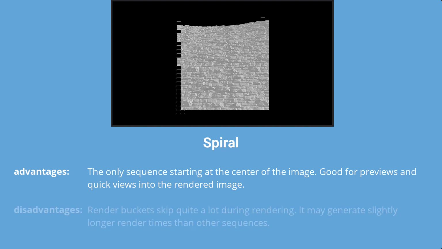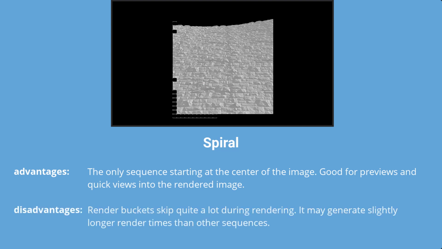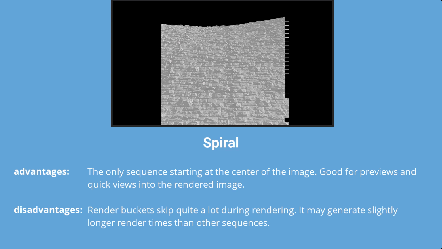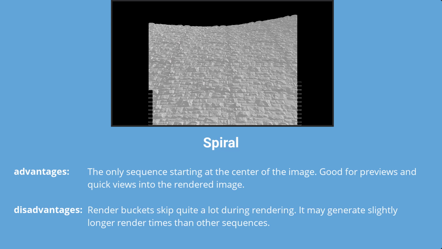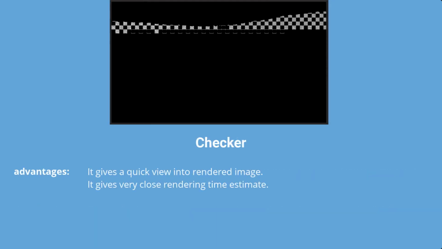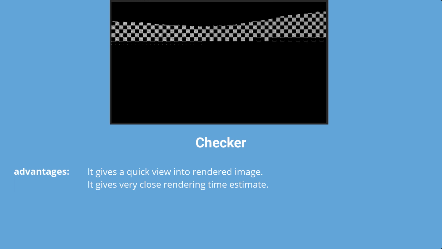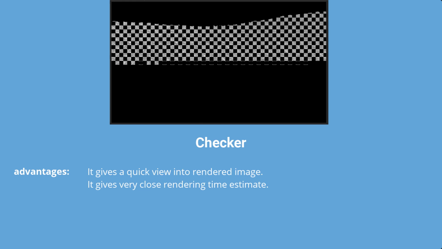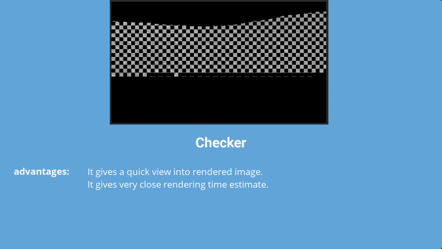The disadvantage is that during rendering, the rendered buckets slowly get far away from each other and they skip bigger distances in the rendered image. So they need to load the data more often and the render times may be slightly longer. And the last one is checker. Its advantage is that it gives very close rendering time estimate. V-Ray calculates the estimate for the whole image basing on the time of already rendered buckets.